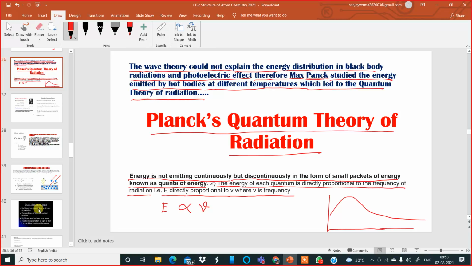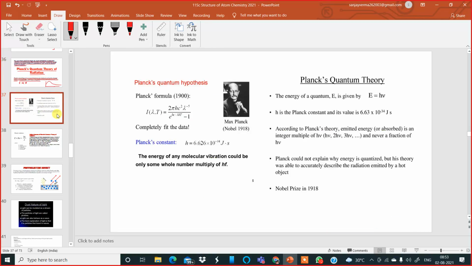Now, moving further, a little bit about the history over here. Planck's quantum hypothesis in the year 1900, by using this formula, he worked out the value of his constant h, which is called Planck's constant, 6.626 × 10^-34 joule second. You don't have to remember this, but get an idea that this number is called Planck's constant. Okay, 6.626 × 10^-34 joule second.